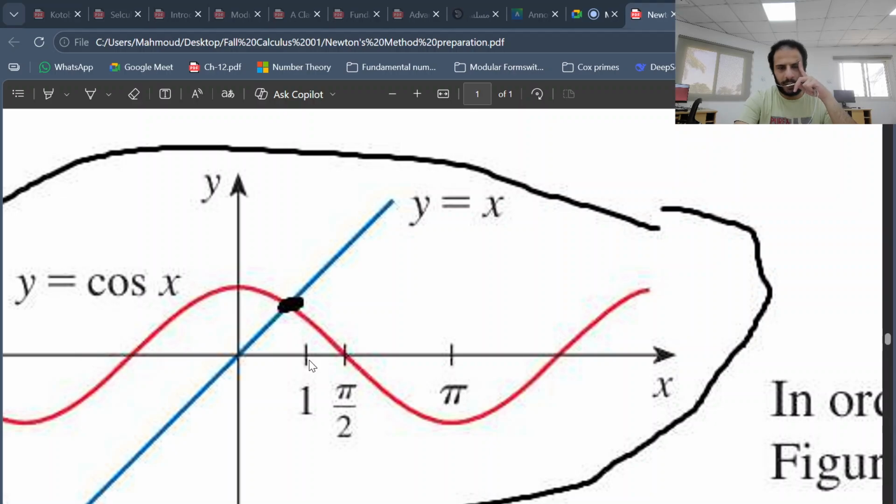You can take 1, right? For example. Or you can take 0.8 or 0.6 or 0.7, right? Are you good with this?